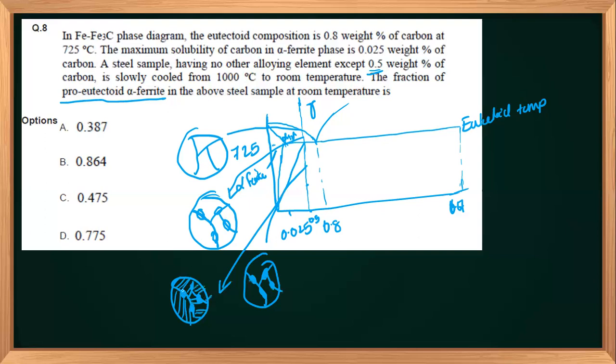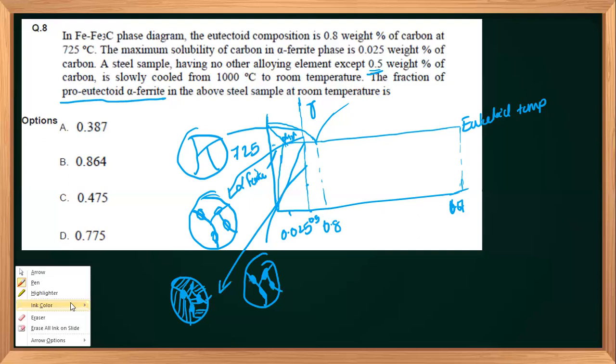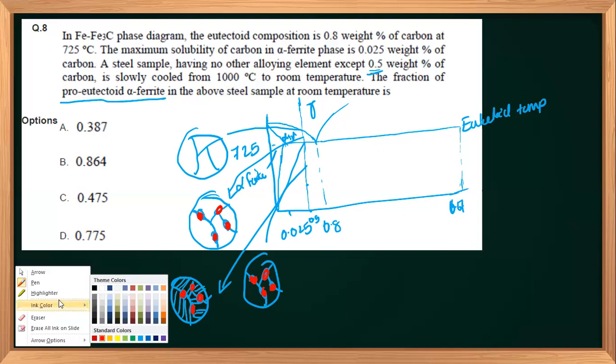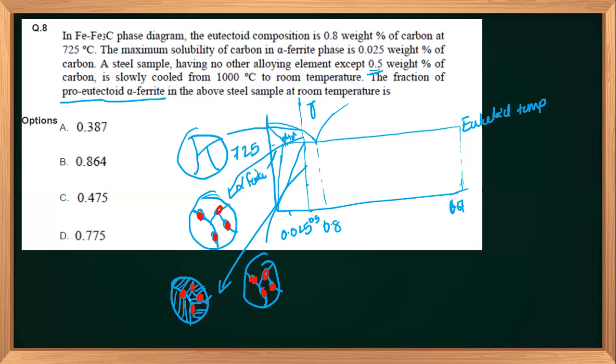So the question is, how much is this? Suppose I use another ink to mark the ferrite which is forming, so the change in color will identify it. Whatever is red is alpha ferrite, proeutectoid alpha ferrite. In pearlite you will also see ferrite, but that is post-eutectoid ferrite, right? So the question is how much this is.